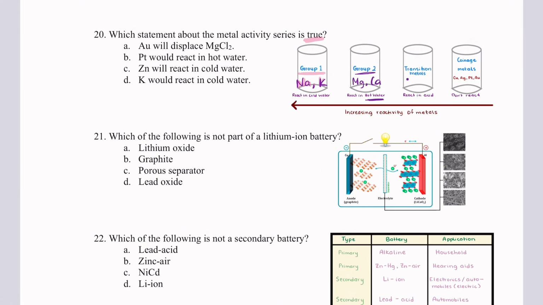Below that, in the middle of the series, we find the transition metals such as iron and zinc. These metals don't react with water at all, but they will react with acids. Finally, at the bottom of the activity series, we find the least reactive metals, often called the coinage metals, including copper, silver, platinum, and gold. These metals are so unreactive that they don't react with either water or acids, and they can't displace more reactive metals from their compounds. Now, let's go through each option, keeping this trend in mind.